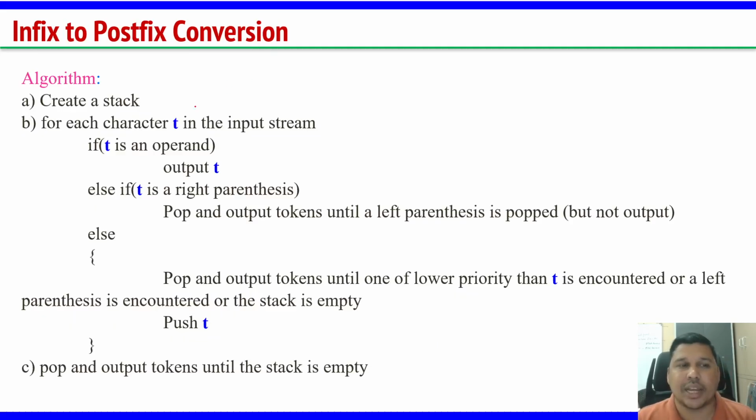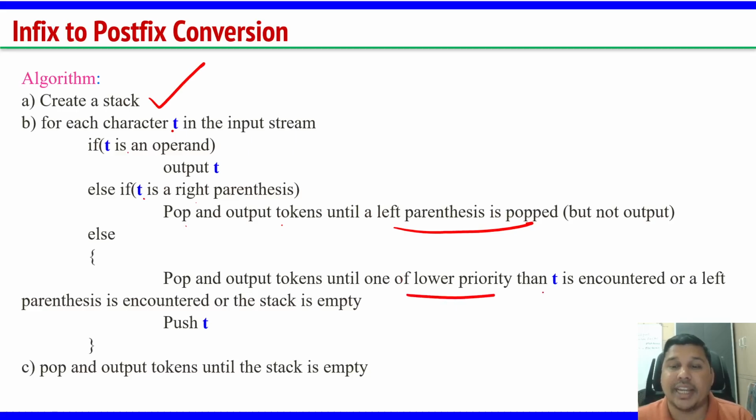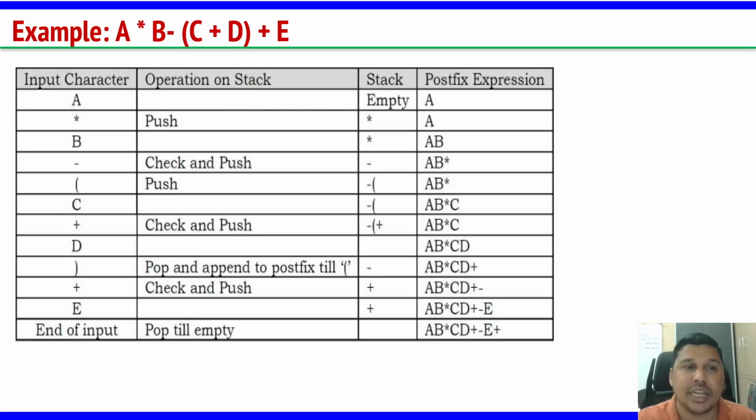Let's quickly see. Create a stack. For each character t: if t is an operand, just output it. If it's a variable, output it as it is. If t is a right parenthesis, pop and output until a left parenthesis is found. Else, if none of them, then you pop and output tokens until one of lower priority is encountered. We will understand this much better. We will come back to this algorithm and revisit it again after we see an example.